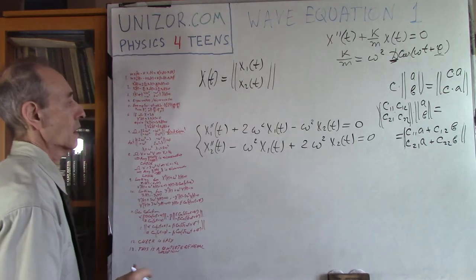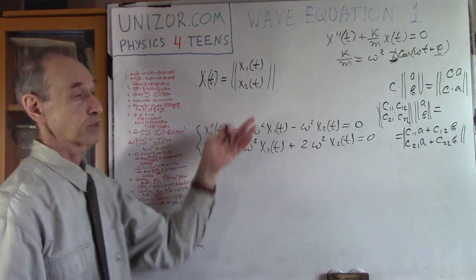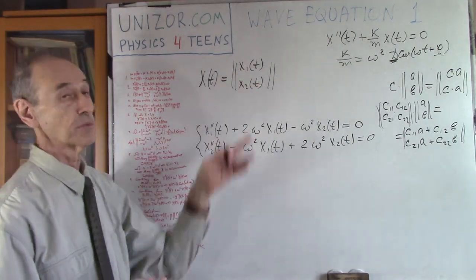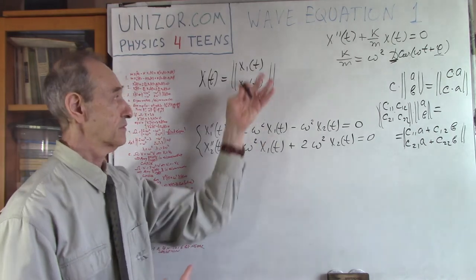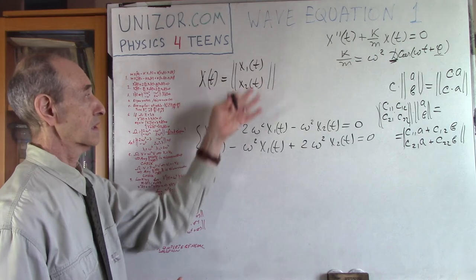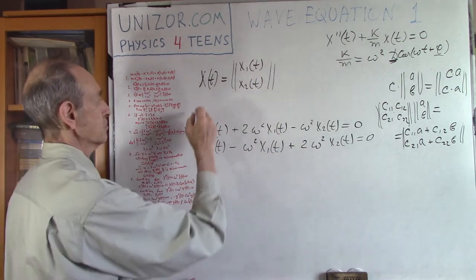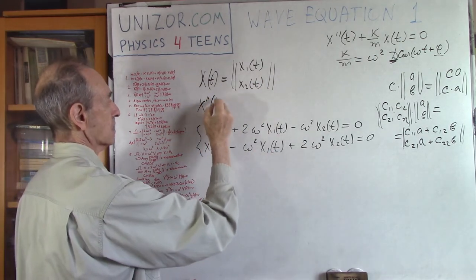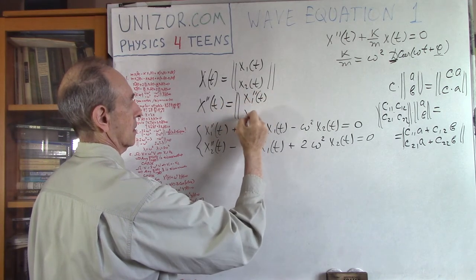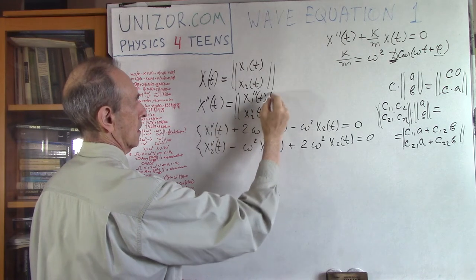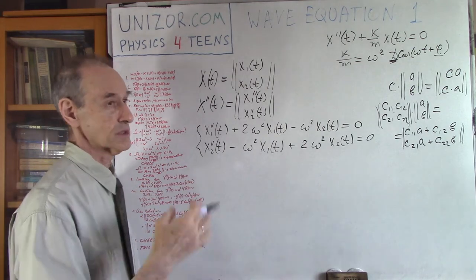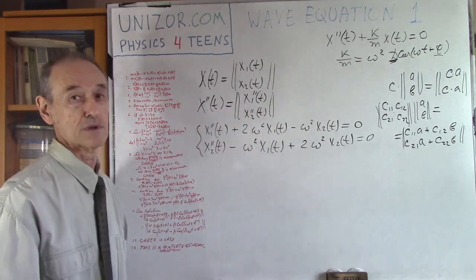Okay. Now, this is my vector. Now, if I would like to differentiate a vector, well, I will differentiate it component by component. So, if it is a vector function, then its derivative is basically a derivative of each component, which means the first and the second derivative is basically a vector of derivatives. I mean, a vector, the components of which are derivatives of components.